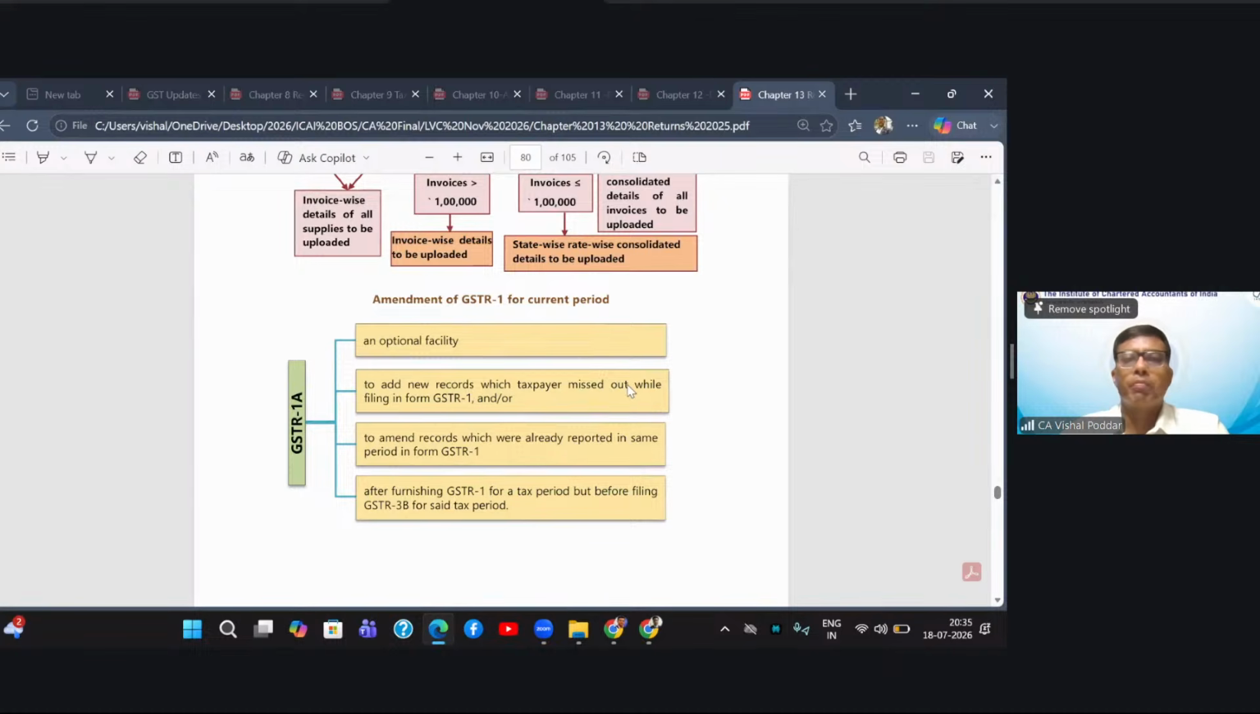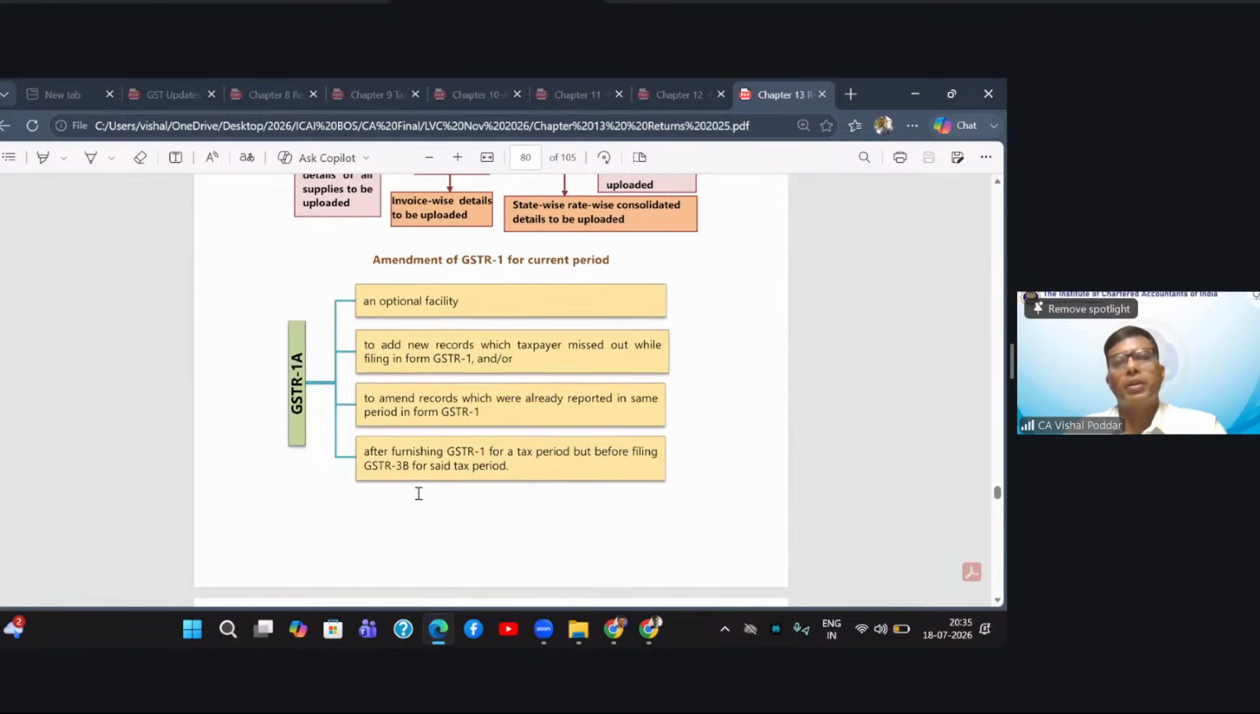...which the taxpayer missed to file in your GSTR1 that you can upload using this. Second, to amend records which are already reported in GSTR1. So some record you have already reported, but you find that there is some mistake either in the value, the rate, the GST number, you can use 1A. And this has to be done after GSTR1, but before 3B. So this is important. The window for 1A is very small.